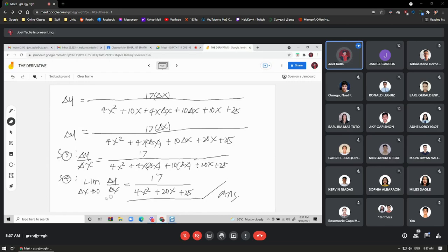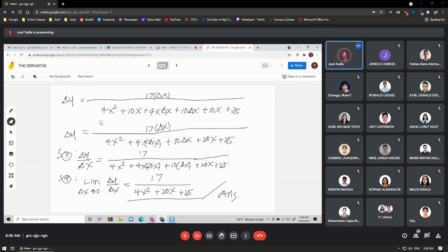Then last step, evaluate the limit of delta y over delta x as delta x approaches 0. So, the expressions with delta x become zero, no? Because any number or something multiplied by 0 is 0. So it becomes zero for x delta x, then delta x. So our final answer is 17 over 4x squared plus 20x plus 25.